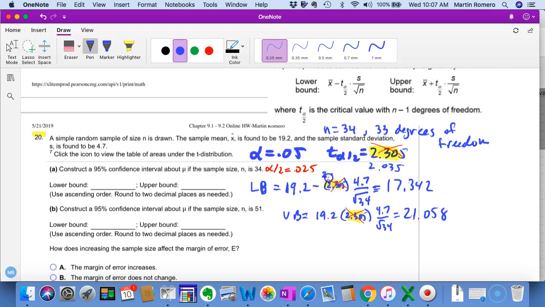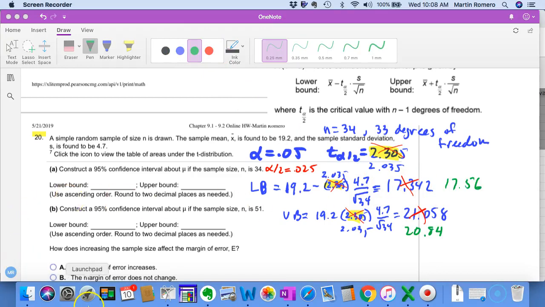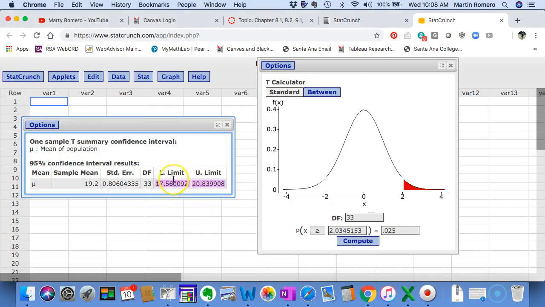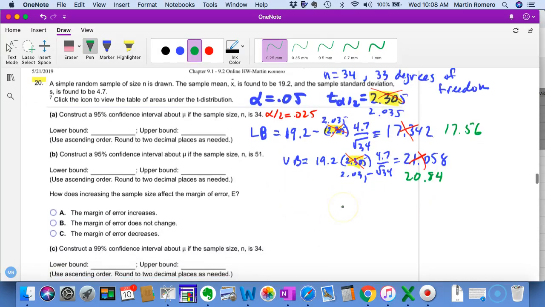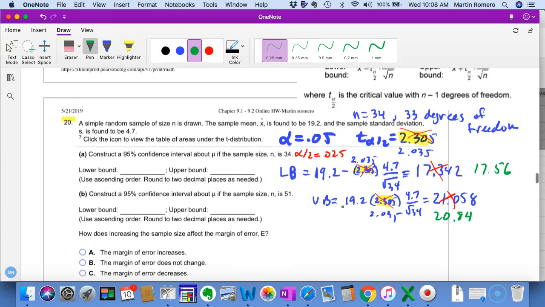And so when you put in 2.035, we don't end up with those numbers. We end up with 17.56 and 20.84, which is, again, the answer that we get from StatCrunch. So that's how you could check your answers there. And that's how you would find the confidence interval.